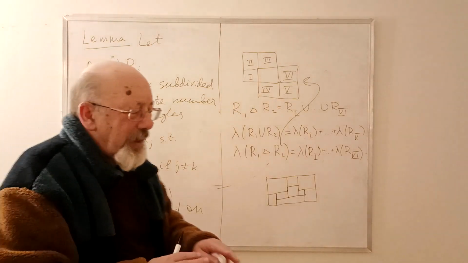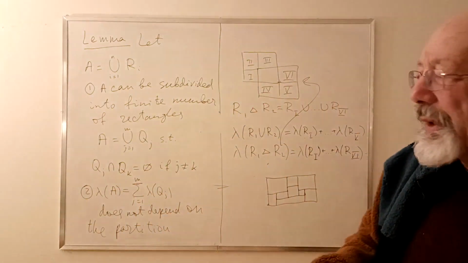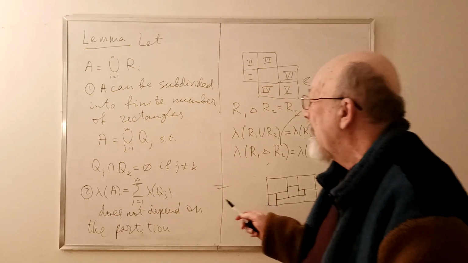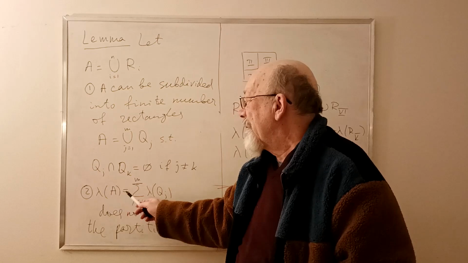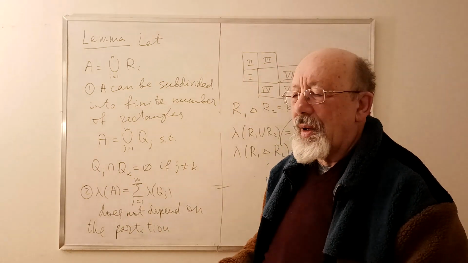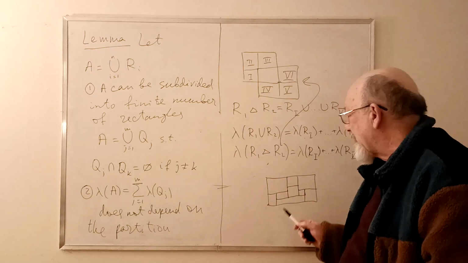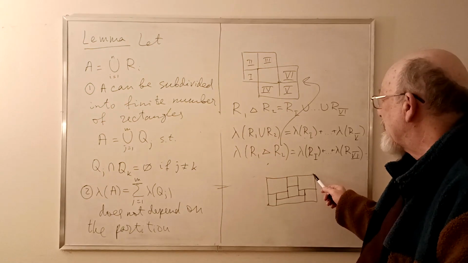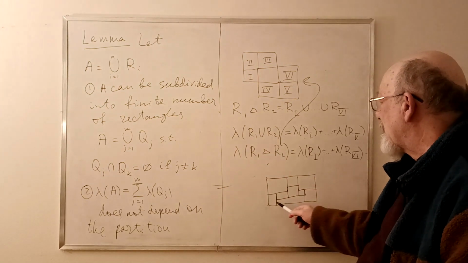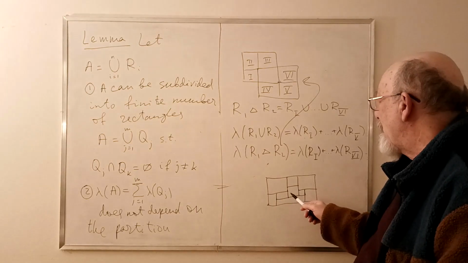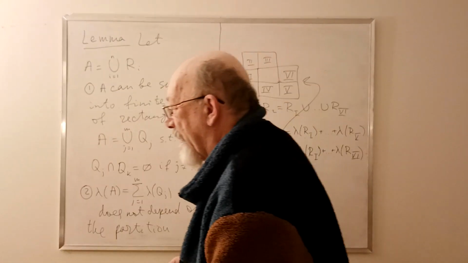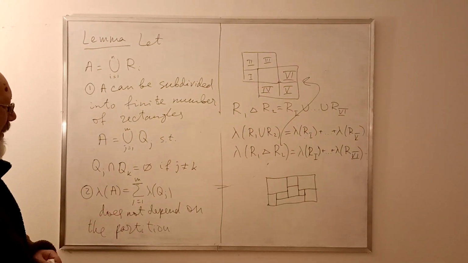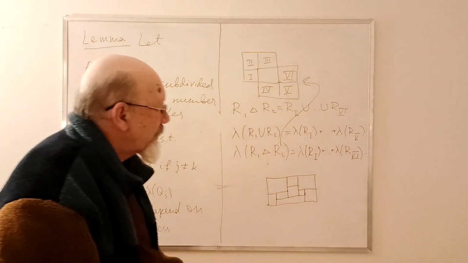So we can subdivide it in different ways, in different numbers of rectangles, different sizes and shapes, but the total result, this measure lambda, is the same. For example, in this case, how to prove that the area of this rectangle, which is the product of two sides, is equal to the sum of the areas of these smaller rectangles? However we subdivide it, the result will be the same.